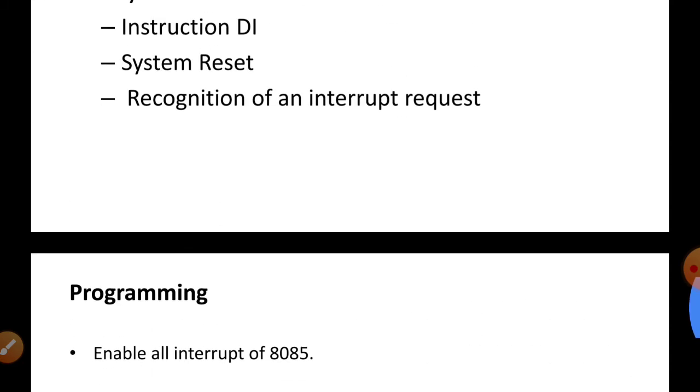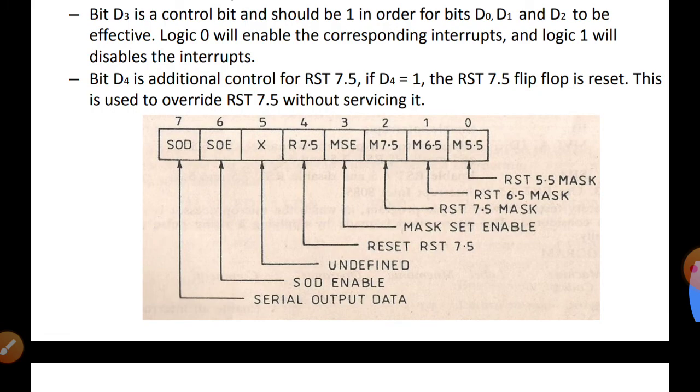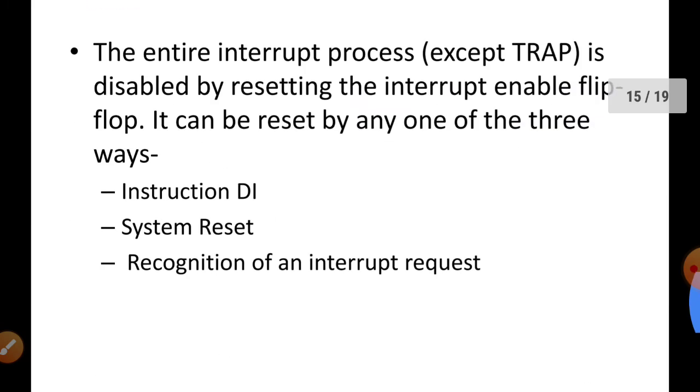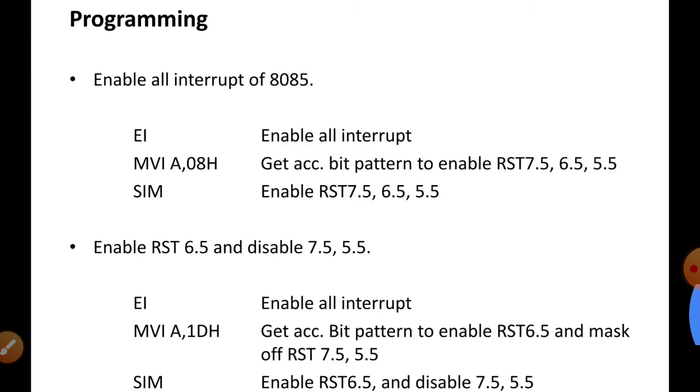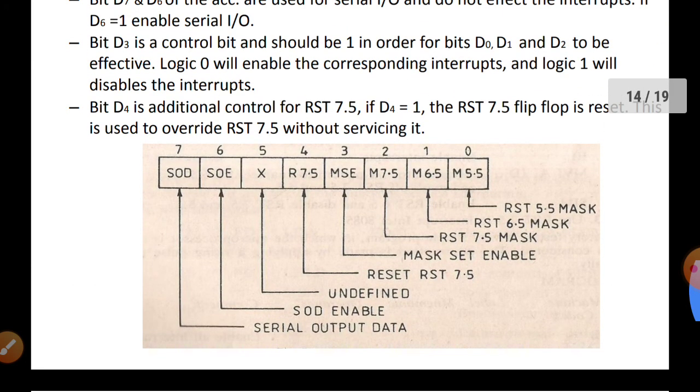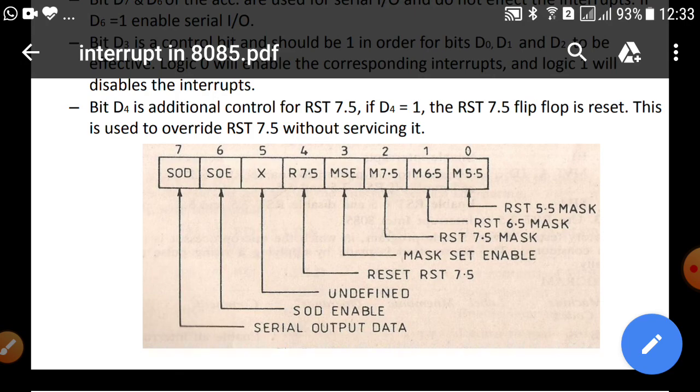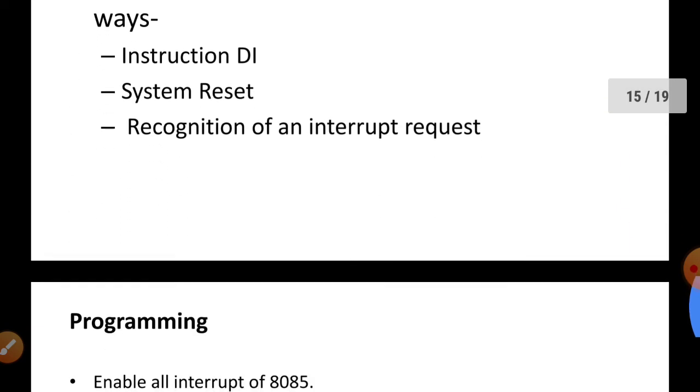Now, the next case is to enable 6.5 and disable 5.5 and 7.5. So we have to put a certain bit pattern into the accumulator, so that 6.5 will be enabled and 5.5 and 7.5 are disabled. To disable 5.5 and 7.5, we make D0 equal to 1, D2 equal to 1, and MSE should also be 1 because we want mask set enable. So the lower nibble will be 1, 1, 0, 1, and 6.5 has to be available, so D1 will be 0. So 1, 1, 0, 1 is 8 plus 4 plus 1, which is 13, that is D.